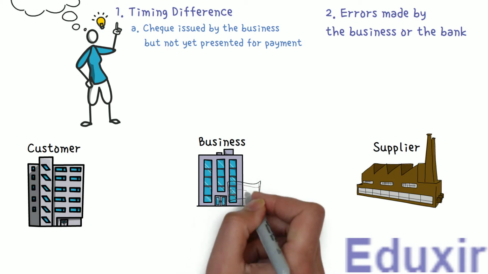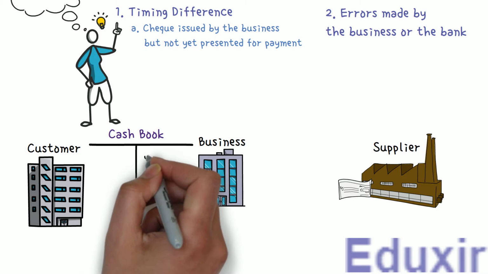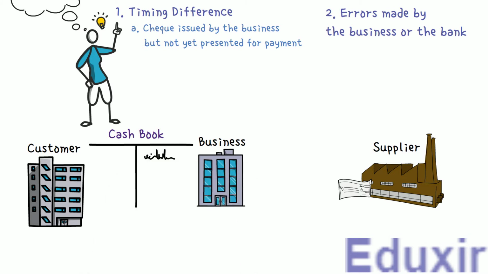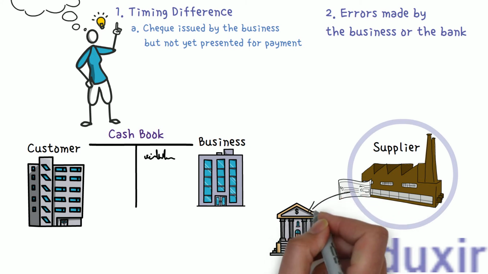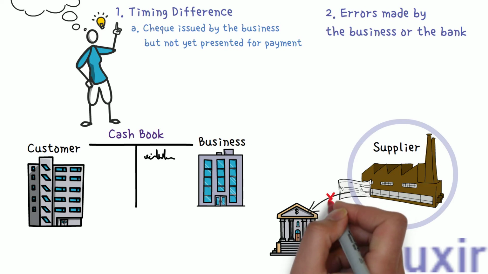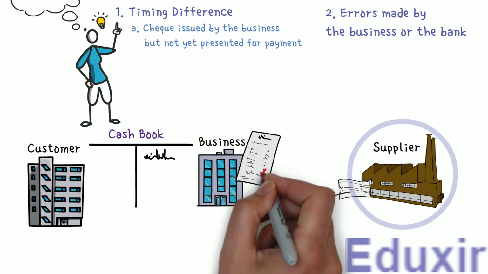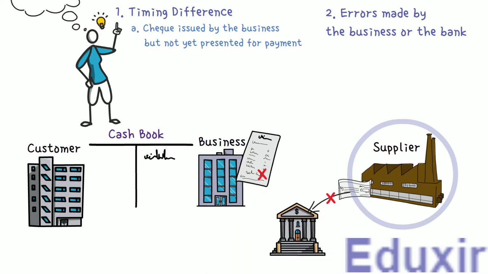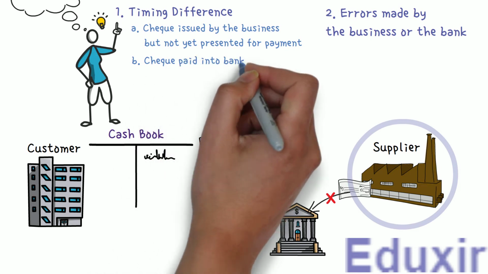When the business issues a cheque to the supplier or creditor, they are immediately entered on the credit side of the cash book. The supplier or creditor has to encash this cheque by presenting it in the bank. In some cases, the creditor or supplier may not present this cheque immediately in the bank. So, when the bank statement is received by the firm, as this cheque is not yet presented by the creditor or supplier, this will not be there in the bank statement. This is one reason. The next reason is cheques paid into the bank but not yet collected.